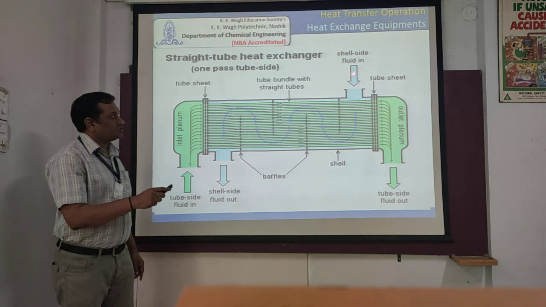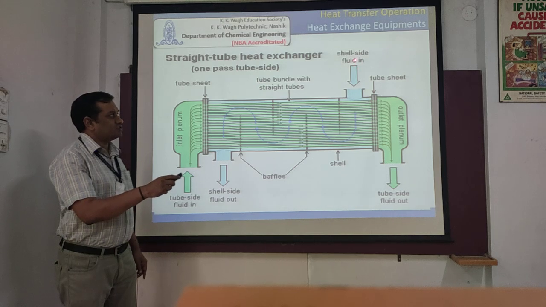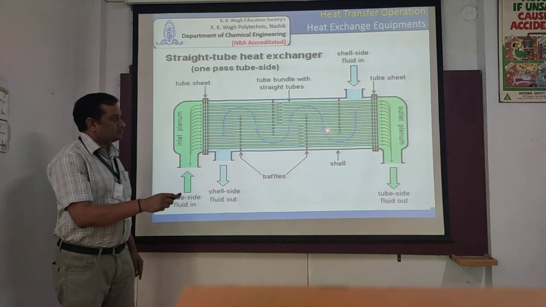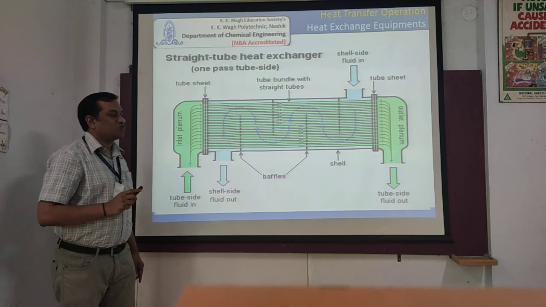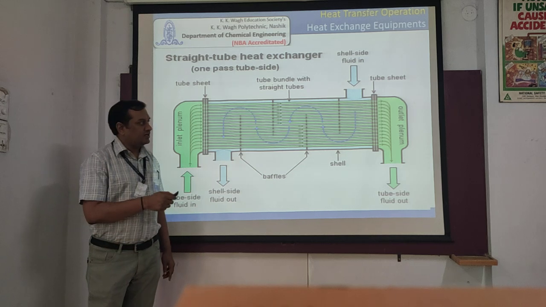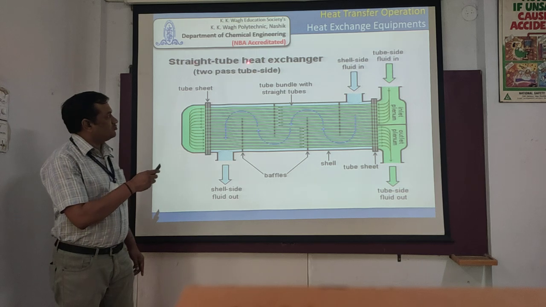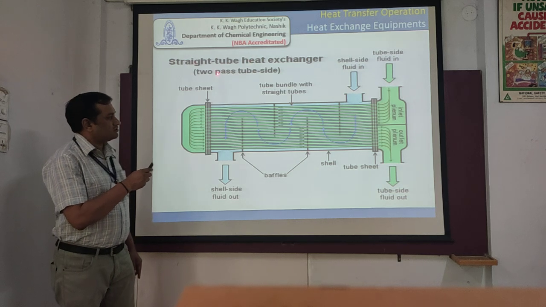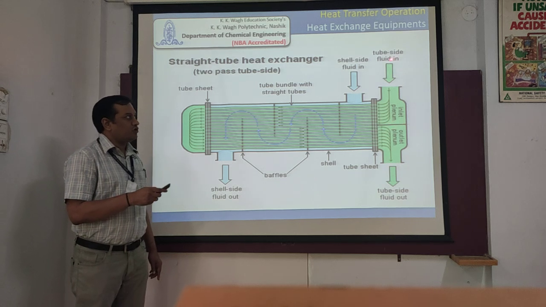And what about the process fluid on the shell side? This process fluid, or the shell side fluid, passes like this and out. The remaining parts and the functioning of the parts are the same. So this is another example where straight tubes are used but with two passes. So how can these two passes occur? This is the example of two tube side passes.